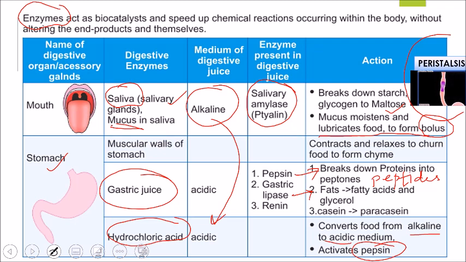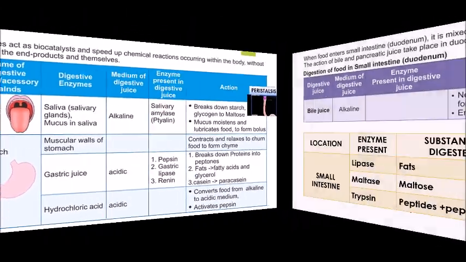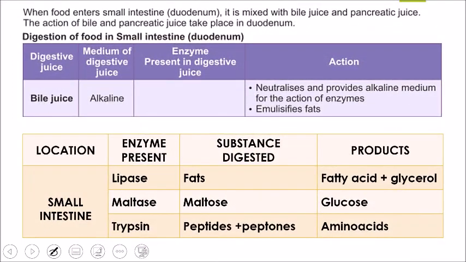Coming to another very small enzyme, which is called renin. Renin helps to digest casein into paracasein, basically seen in milk. So renin completely helps to digest this casein into paracasein. What happens after this? After the stomach, the acidic food now has to be somehow made alkaline. How is it made alkaline?